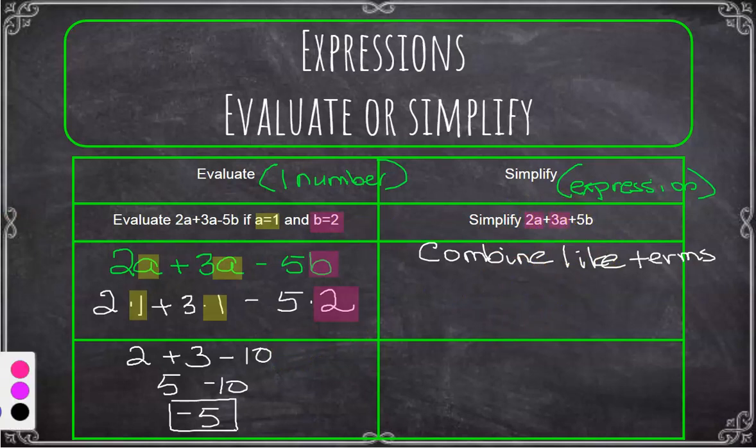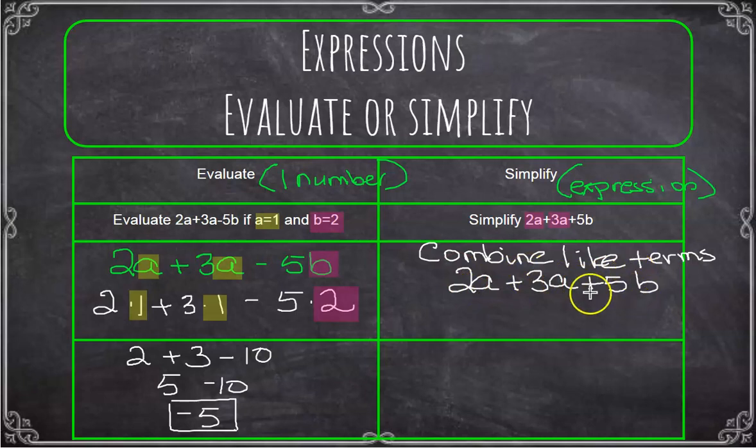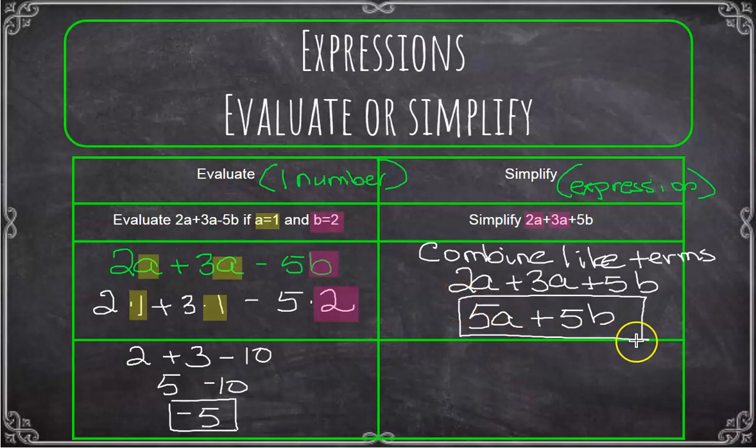And we'll do some more practice on this. But all I would need to do to simplify this expression, which is the same one that I evaluated over here, is to combine the 2a plus the 3a, add the coefficients, keep the a the same. You don't square it or anything like that. So the answer would be 5a plus 5b. And that's all I can do. I don't have any more like terms that I can combine. So my answer is just 5a plus 5b.